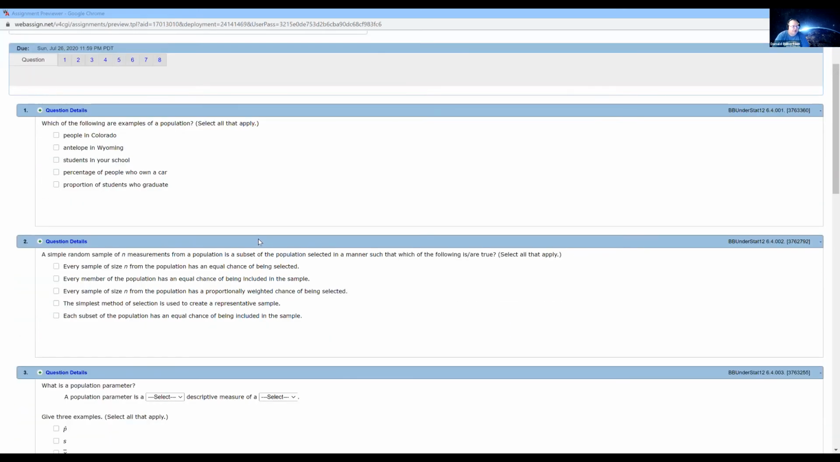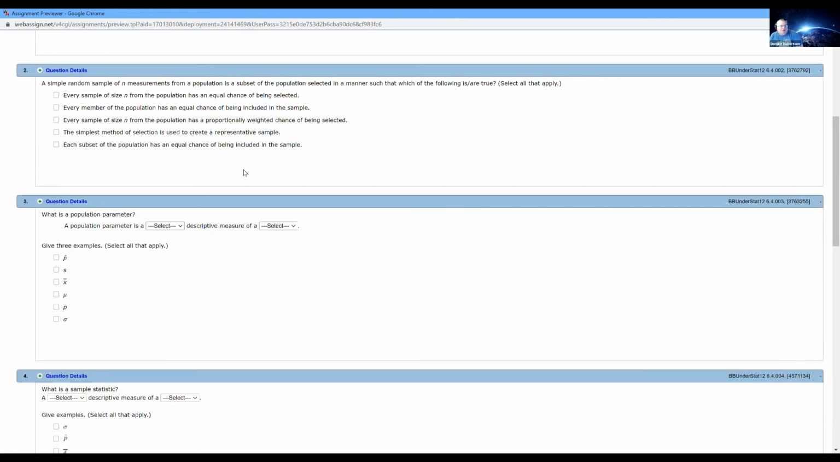So, which of the following are examples of populations? People in Colorado? I would agree. Students in your school? I would agree. Percentage of people who... Nope. Not per se. Aren't those 3 things a load of people or a load of things? That's a population. Aren't the other 2 statistics, a number associated with a sample or even with a population?